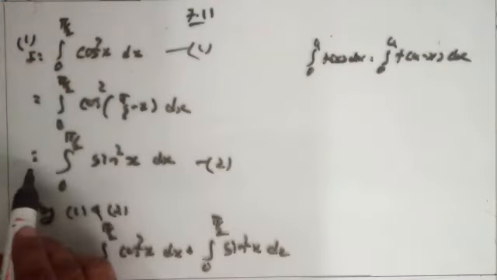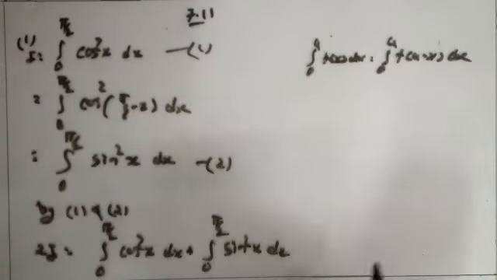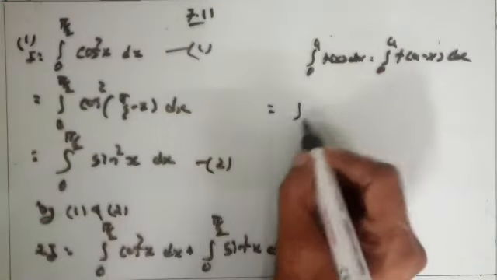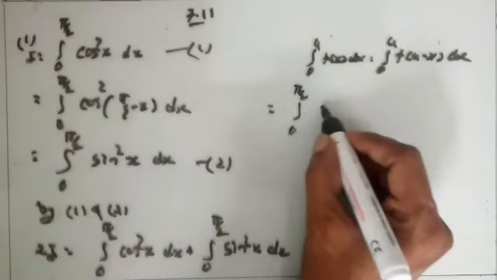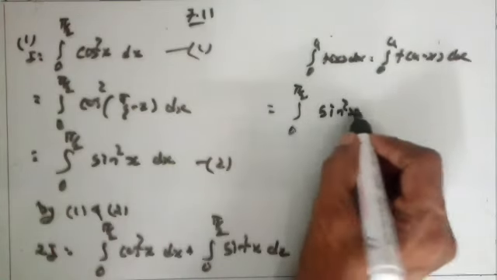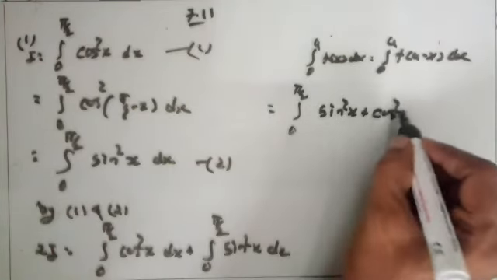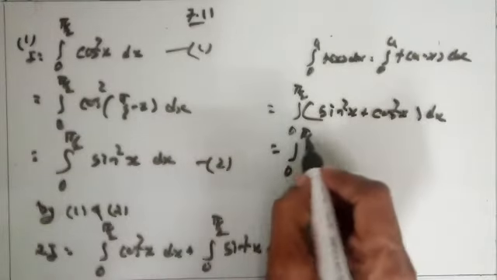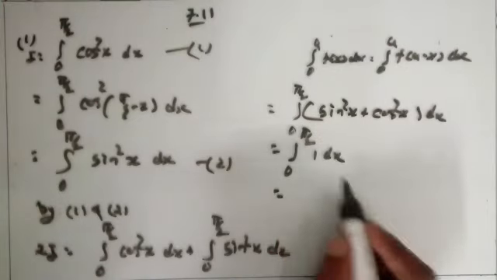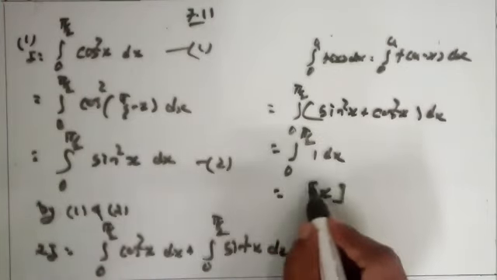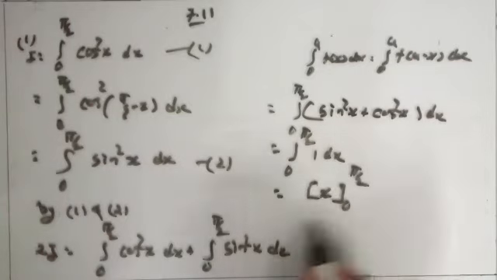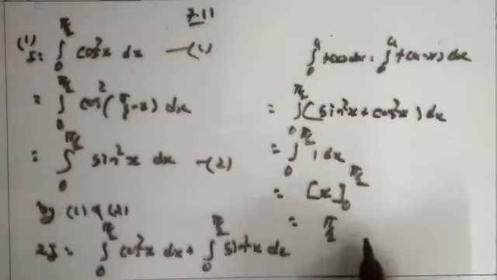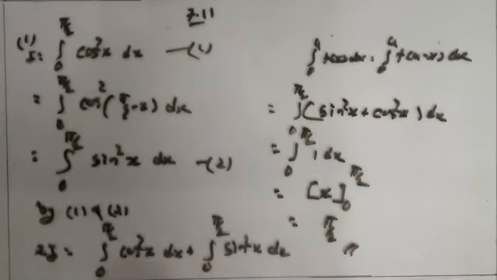I plus I becomes 2I, 0 to pi by 2 cos square x plus 0 to pi by 2 sin square x. So it is equal to 0 to pi by 2, take outside, sin square x plus cos square x, and this is equal to 1. So 0 to pi by 2 of 1 dx, and the integration of 1 is equal to x, from 0 to pi by 2. Clear? So this becomes pi by 2 minus 0, which is pi by 2. Okay, answer.